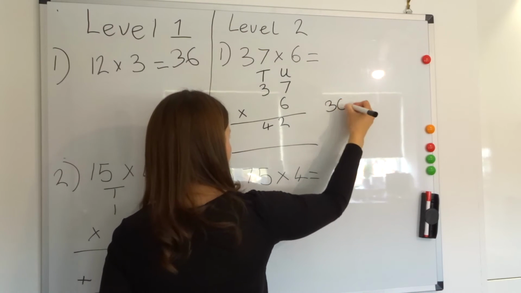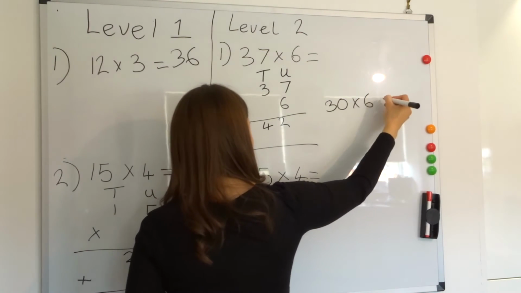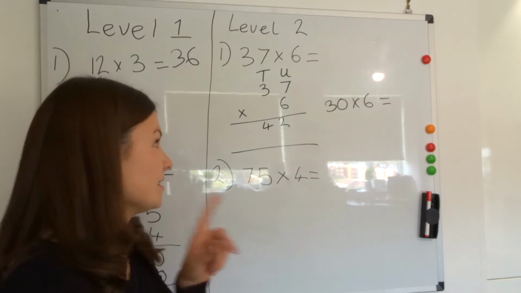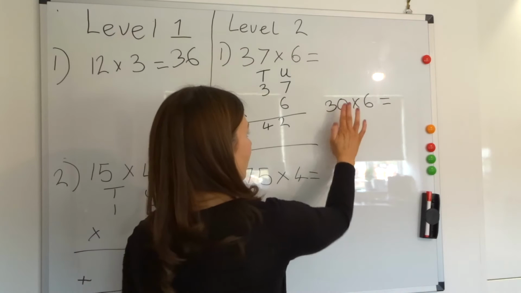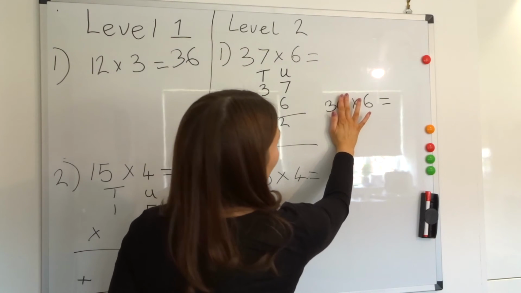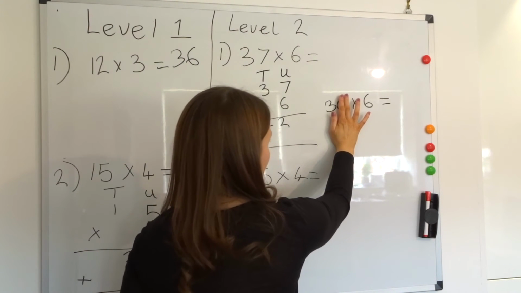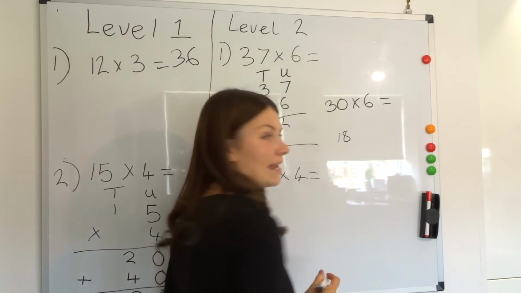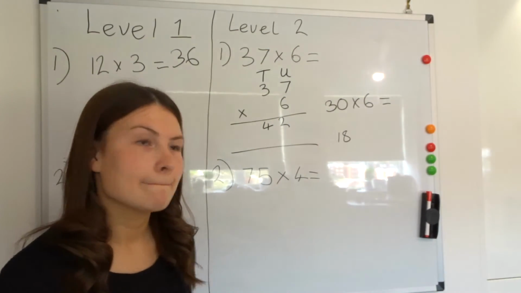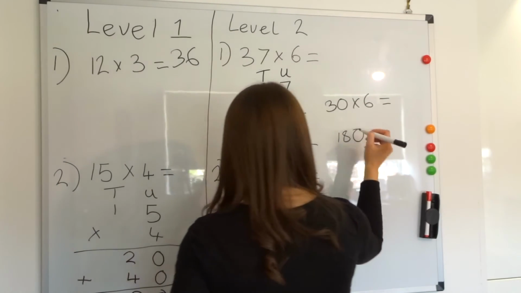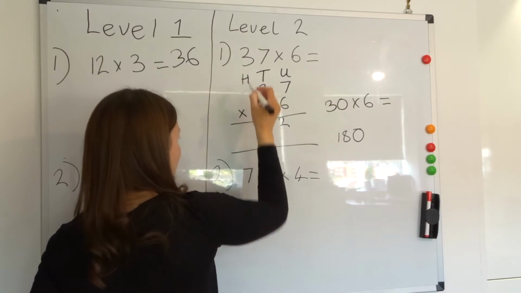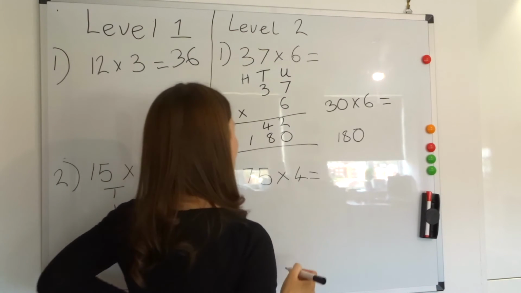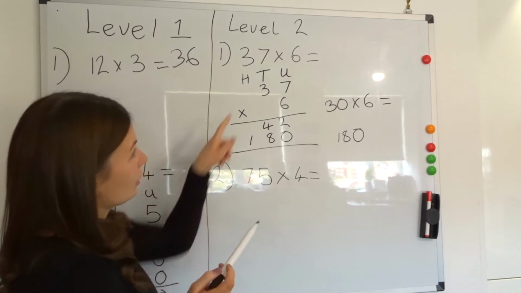So 30 times 6 equals, oh, a bit tricky. So I'm going to make that 30 10 times smaller by covering up that 0 there. 3 times 6 is 18. Make 18 10 times bigger. 180. Fantastic. So I'm going to add my hundreds column up here. 180. Excellent. Well done.